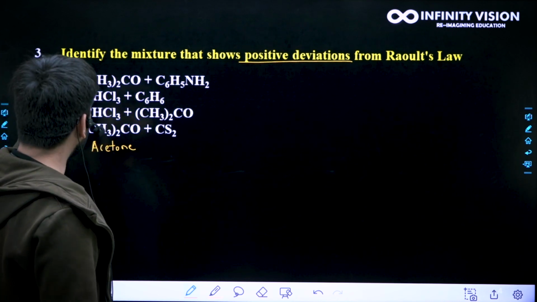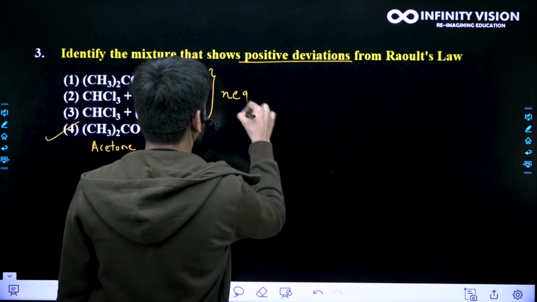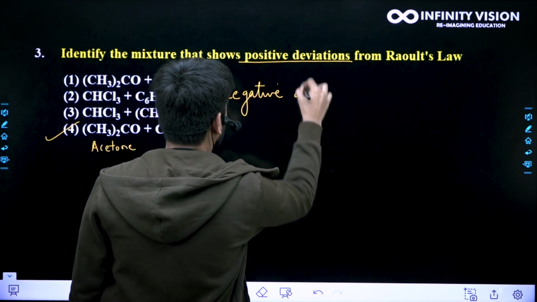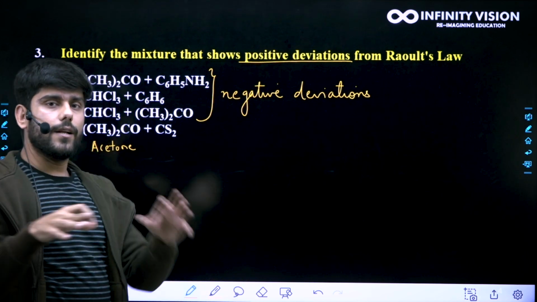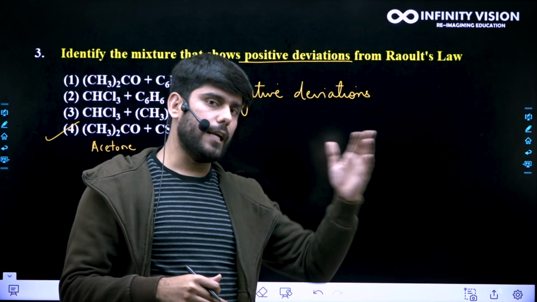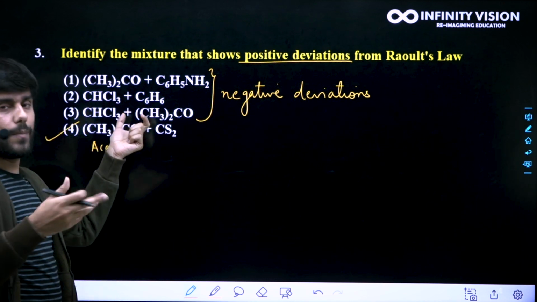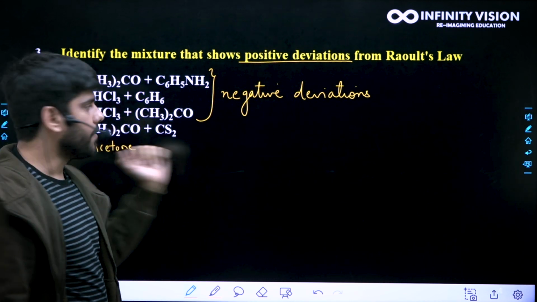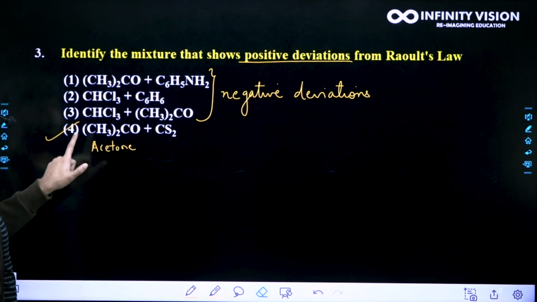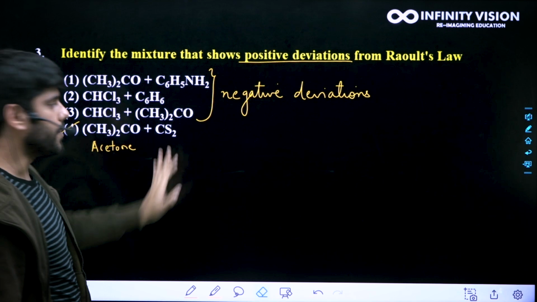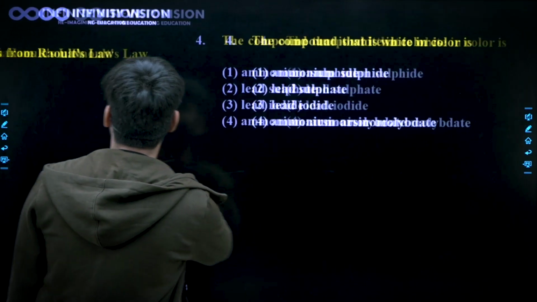If we see 1, 2, and 3, all 3 are examples of negative deviations, where the resulting interactions are stronger than the individual interactions. If we see chloroform and acetone, there is a possibility of hydrogen bonding, right? So they are examples of negative deviation, and the answer to this particular question is 4. That is the mixture of acetone and carbon disulfide. All right, let us discuss the next question.